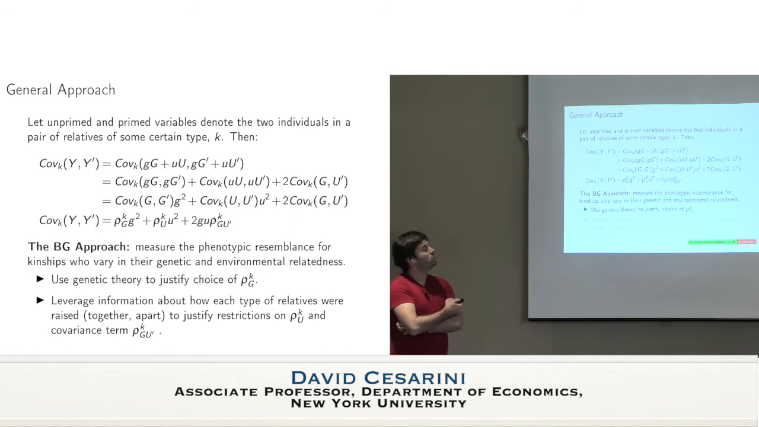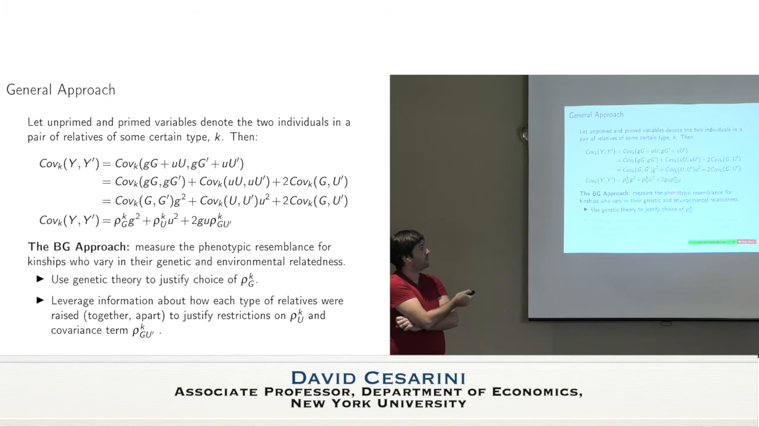This is rho_K times U squared, where U squared is now the variance in the environmental factor, and a covariance term. Okay. And the BG approach then boils down to measuring phenotypic resemblance of kinships who vary. Either we know or we think we know something about how this value of rho_G varies across individuals, or we might have something to say about the extent to which they share environments.